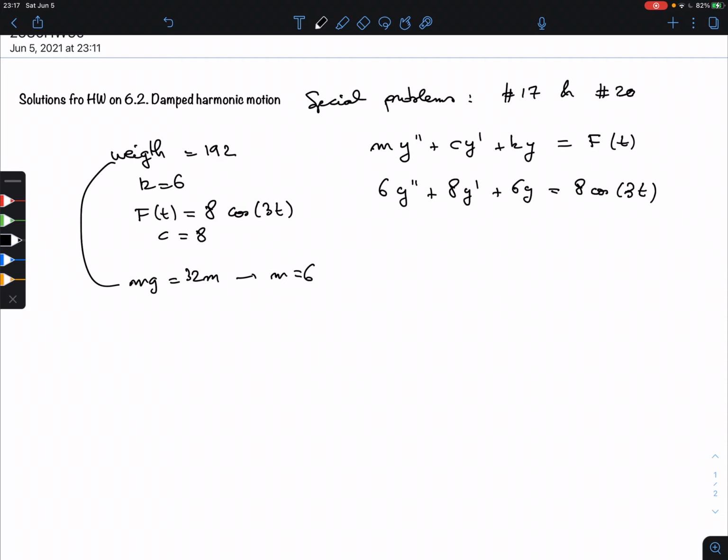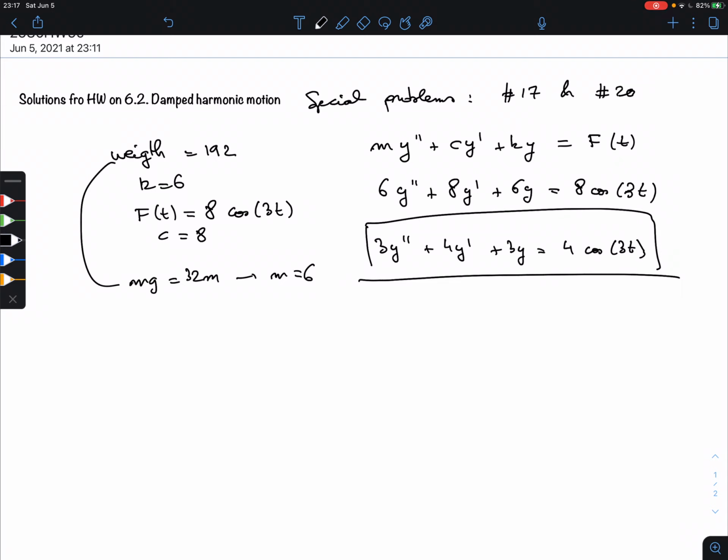Okay, and it always is simpler if you can divide something out. You can divide everything here by 2, so we get 3y double prime plus 4y prime plus 3y equals 4 cosine 3t. So this is the differential equation that we have to solve, and from now onwards it's just a differential equation problem. Okay. So step 1, the complementary homogeneous equation: 3y double prime plus 4y prime plus 3y equals 0.